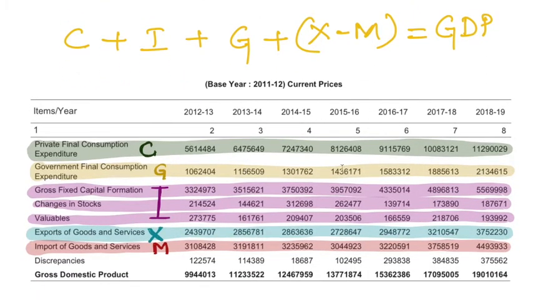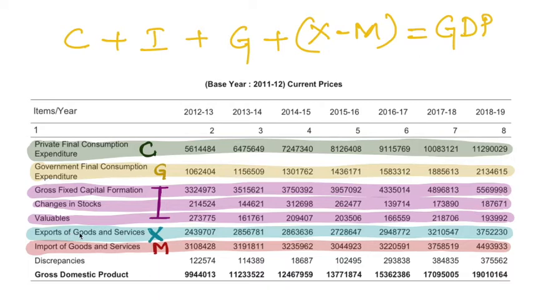So this is taken from the RBI website. This is how a country's gross domestic product, or GDP, is calculated. You have private final consumption expenditure, which is C, and government final consumption expenditure, which is G, and gross fixed capital formation, changes in stocks, valuables. These things come under investment spending.